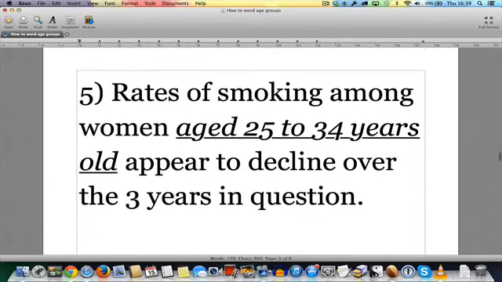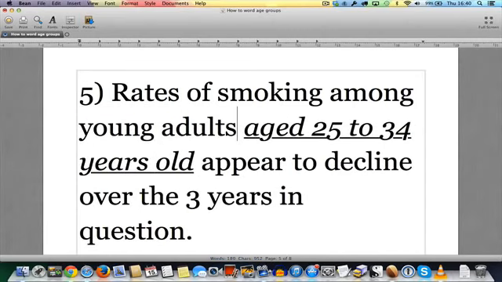Okay, rates of smoking among women aged 25 to 34 years old appear to decline over the 3 years in question. Okay, so here we're making reference with aged 25 to 34 years old. We could dress it up further and perhaps say young adults, I guess. Young adults, age 25 to 34 years old, that would be fine too.